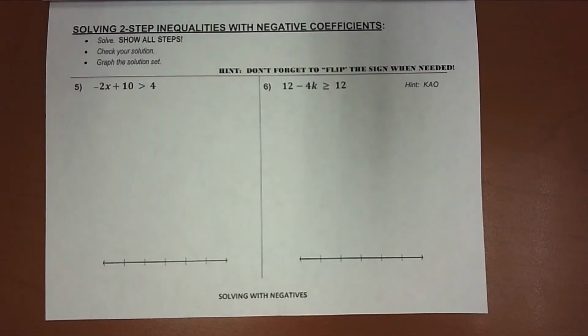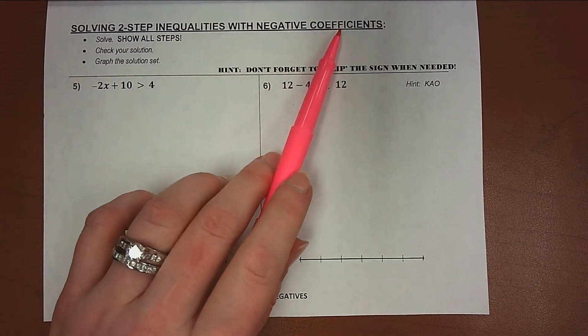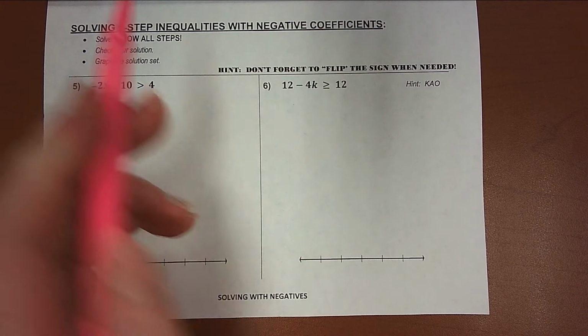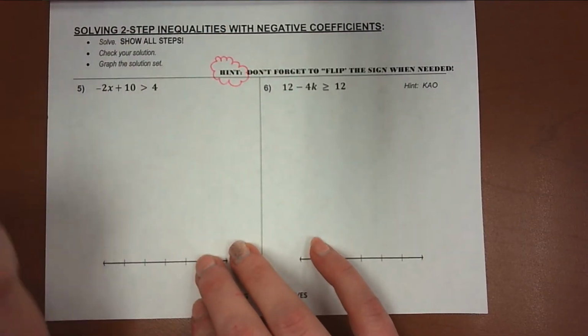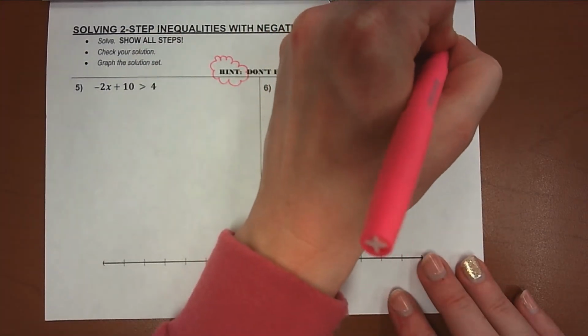Alrighty. The last thing we're going to do in this foldable is solving two-step inequalities with negative coefficients. So again, we're going to continue solving by showing all steps. We're going to check our solution and graph our solution set. And we've got a little hint here. Don't forget to flip the sign when needed. It is needed when we multiply or divide both sides by a negative number.